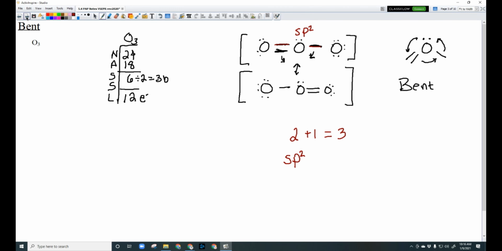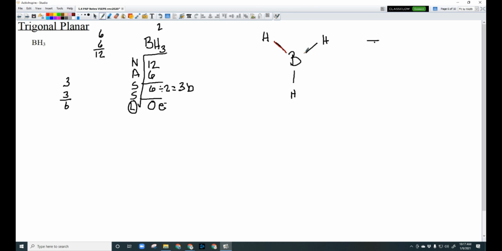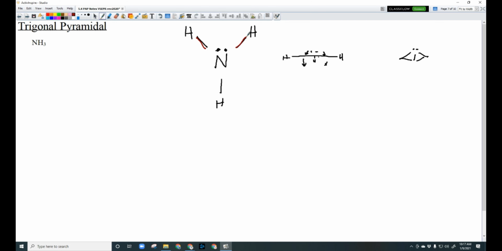So here we have boron. So 1, 2, 3 sigma bonds, plus lone pairs. There are no lone pairs on this. Plus 0, so that's going to give a steric number of 3. So we need 1 from the s, 2 from the p. So this is sp2 hybridization for boron.